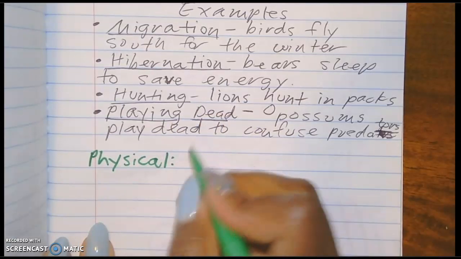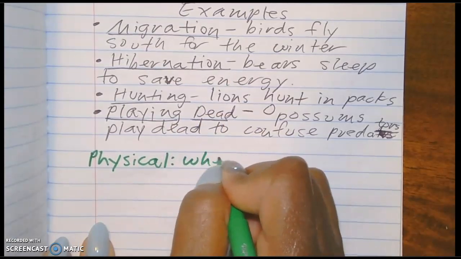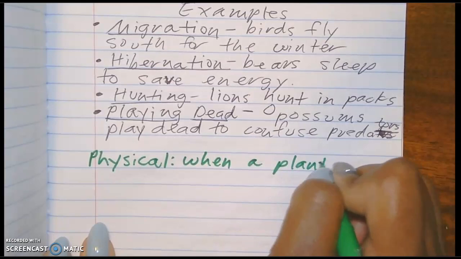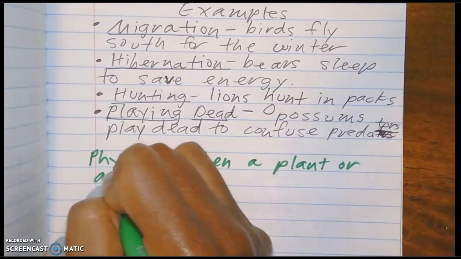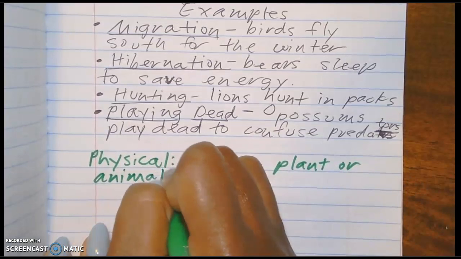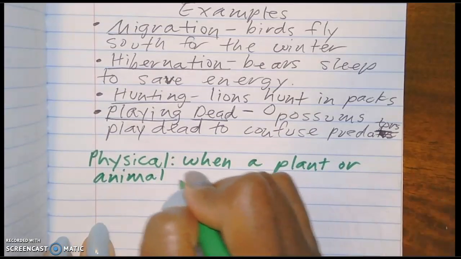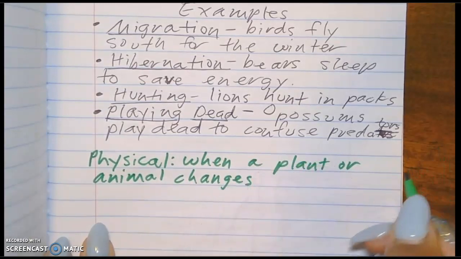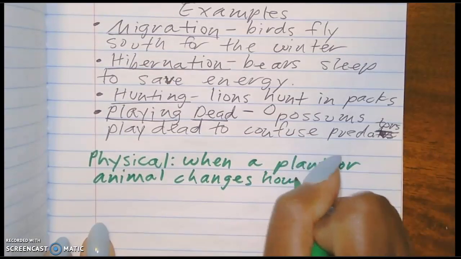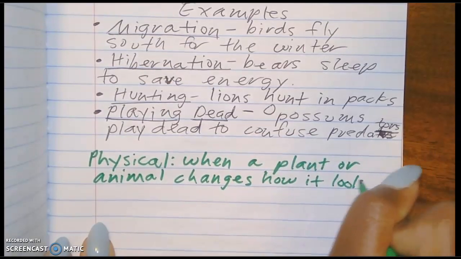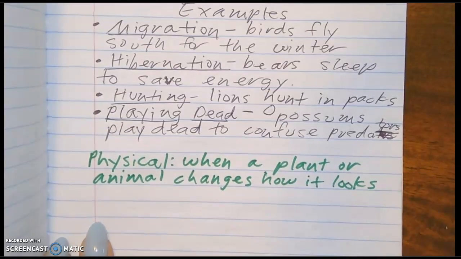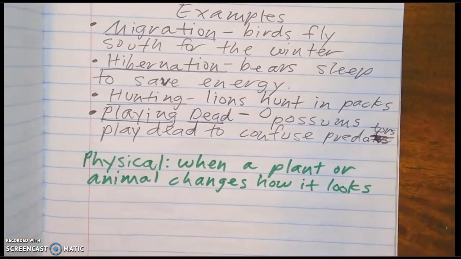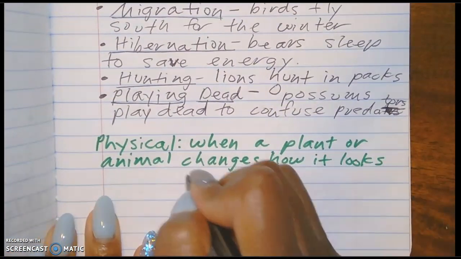Physical adaptation is when a plant or animal changes, there's that word again, to adapt means to change, changes how it looks. Changes how it looks. Okay, let's find some examples.